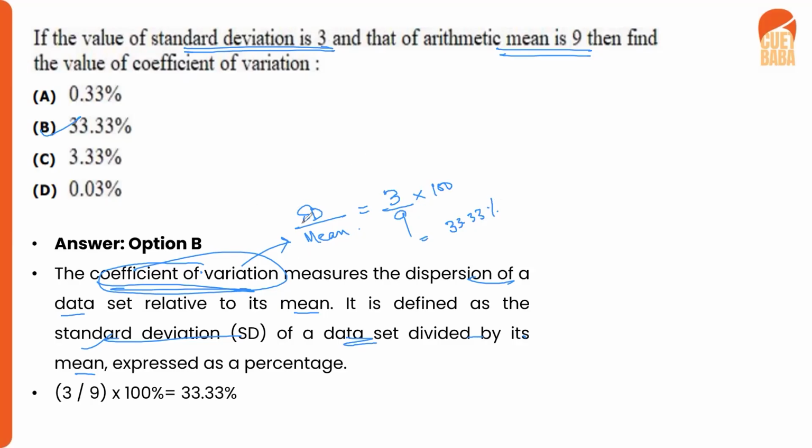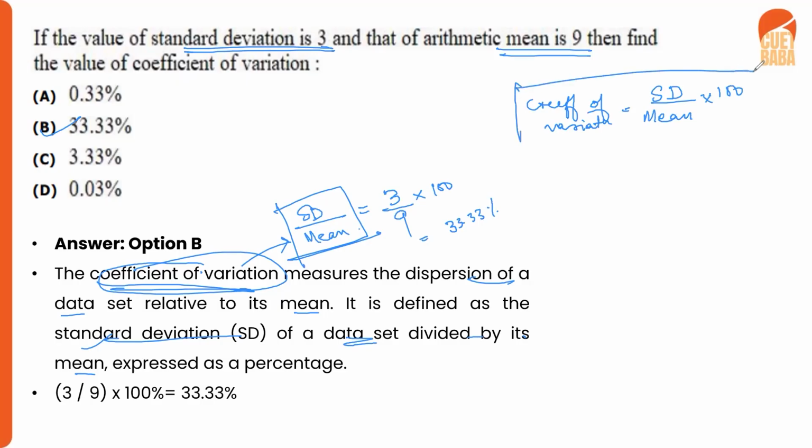So it's very simple, and if you just remember this formula of coefficient of variation, standard deviation by mean, and as it's expressed as a percentage, we have to multiply by 100. So that's it. You just have to remember the formula: coefficient of variation is equal to standard deviation by mean into 100.